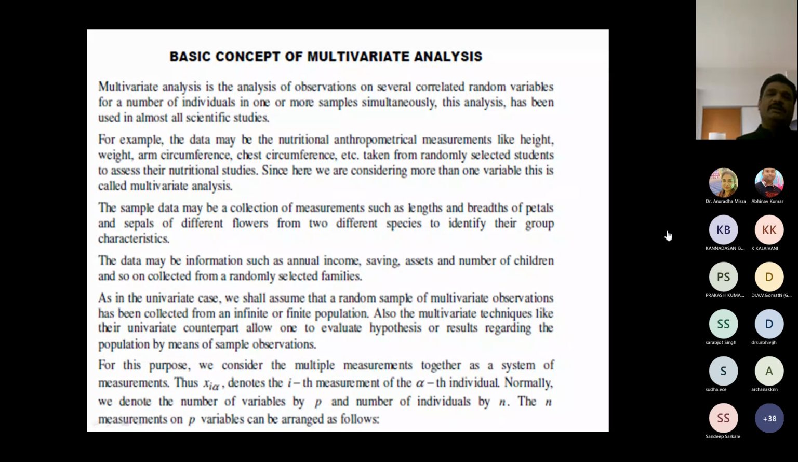The sample data may be the collection of measurements such as length and breadth of petals and sepals of different flowers from two different species to identify their group characteristics.